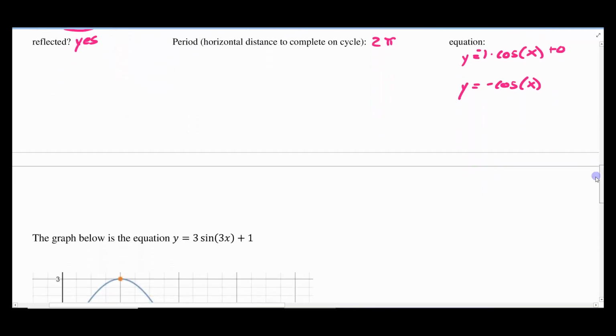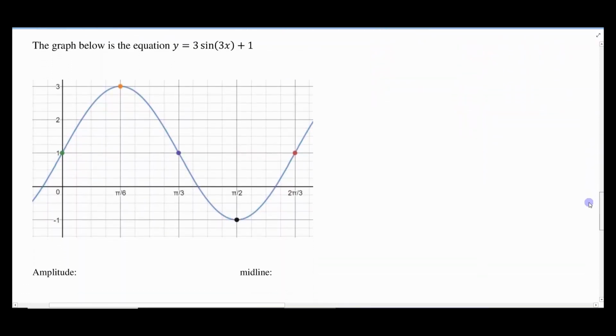Let's try another one. Okay, so this one's a little bit different because they give us the equation right from the get-go. So we can see right away this is a sine function, so we don't have to worry about finding that. But let's see if we can find some of the other parameters in this graph.